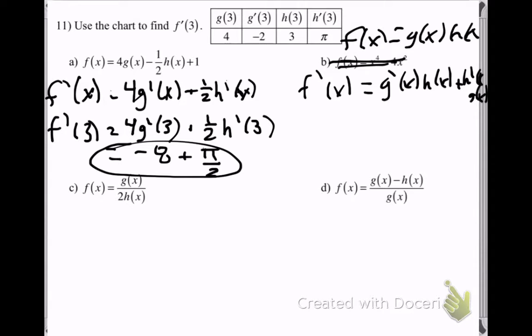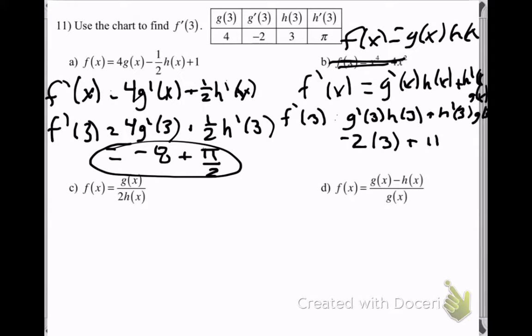I'm running out of room there. So when we evaluate this at 3, we're going to do the derivative of g at 3 times h at 3 plus the derivative of h at 3 times g at 3. Okay, g prime of 3 is negative 2, h of 3 is 3, h prime is pi, g of 3 is 4, so the derivative at 3 of this new function would be negative 6 plus 4 pi. Okay, and we can stop there. And again, leave it in terms of pi. You don't need to do anything with 3.14 because we're assuming no calculator for any of these questions unless I say otherwise. So we want to leave it in terms of pi.